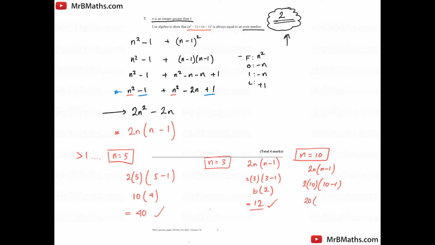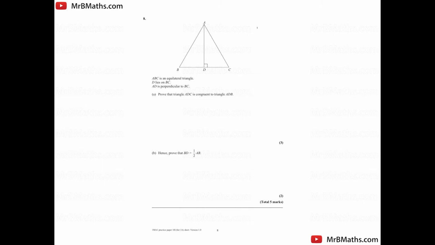So back to this, we've got 2, open bracket 10, 10 minus 1, which gives us 20, open bracket 9, because 10 take away 1 is 9, and 2 times 9 is 18, and there's a 0, so 180. So again, all of these numbers here are even. Okay, question 8. ABC is an equilateral triangle, D lies on BC, AD is perpendicular to BC.